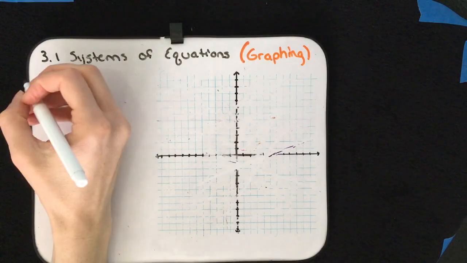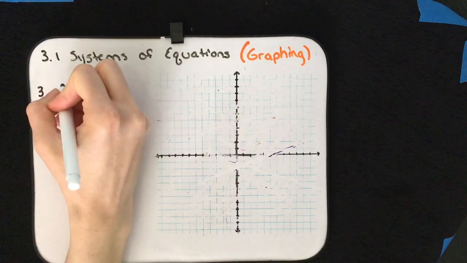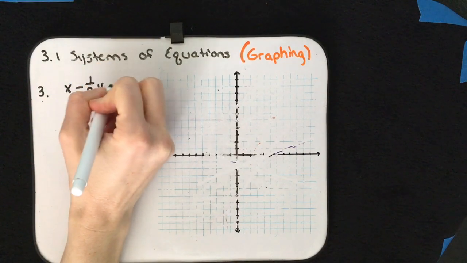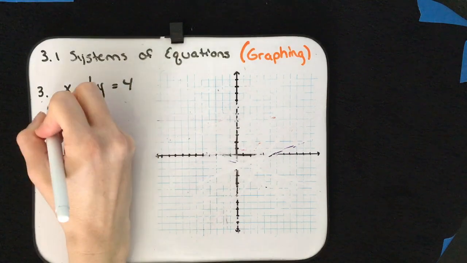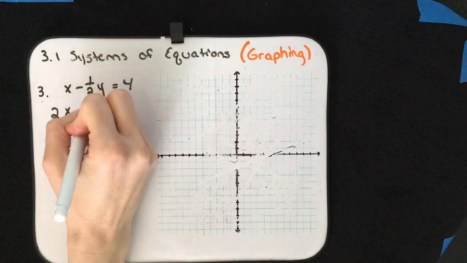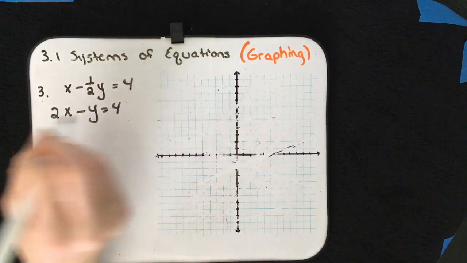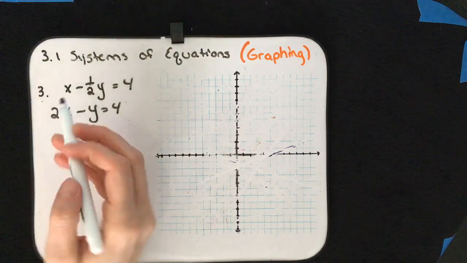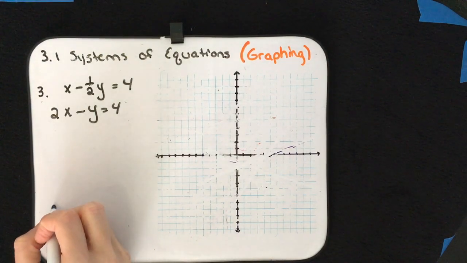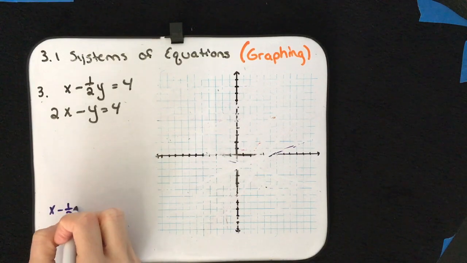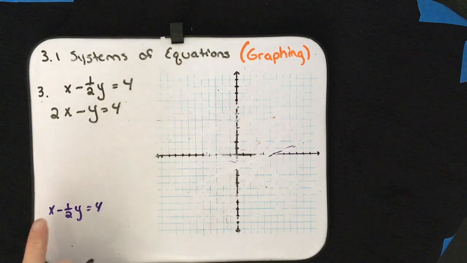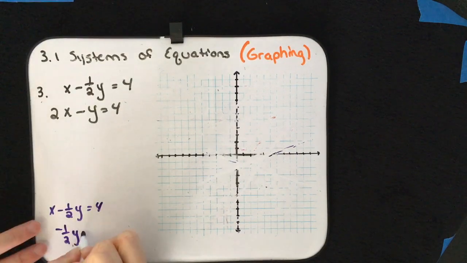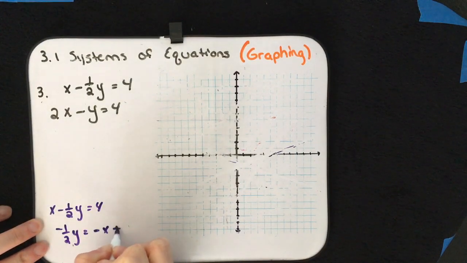Let's say we have, for number 3, x minus 1/2 y equals 4, and 2x minus y equals 4. So let's solve these for y equals. We'll do the top one first. We'll put it right here. So we have x minus 1/2 y equaling 4. So let's move our x over. So negative 1/2 y equals negative x plus 4.